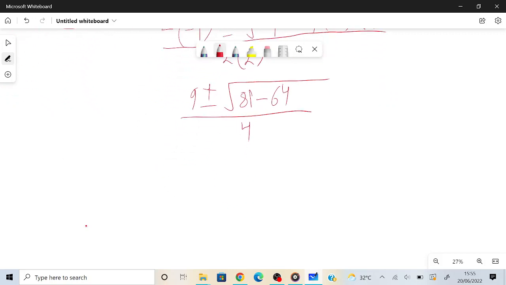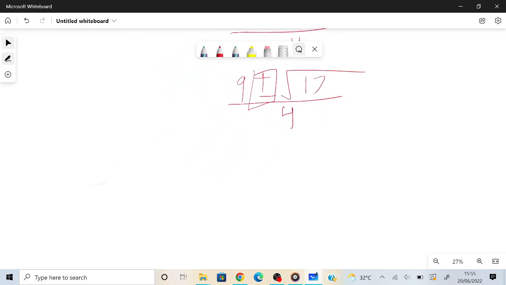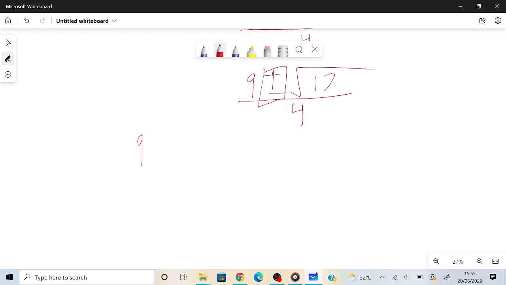Simplify this further, you have 9 plus minus root of 81 minus 64, which is 17 over 4. Now pay attention to the plus and minus. This means there can be two possible ways of doing this. Your answer could be either 9 plus root 17 over 4, or 9 minus root 17 over 4.